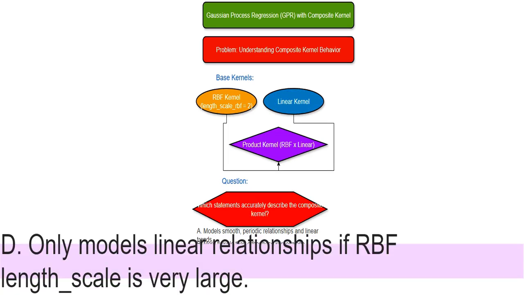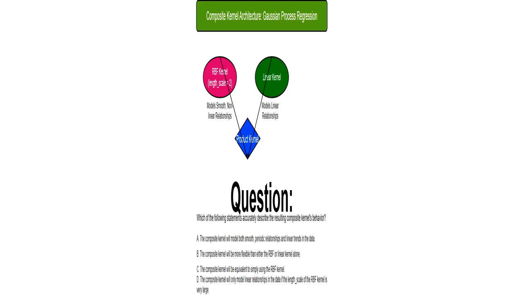This statement is wrong. A large length scale in the RBF kernel will make the RBF component appear almost flat, a constant function, reducing its nonlinear influence. However, the linear component will still exist and play its role. The linear part remains unaffected. This is the question we need to answer.